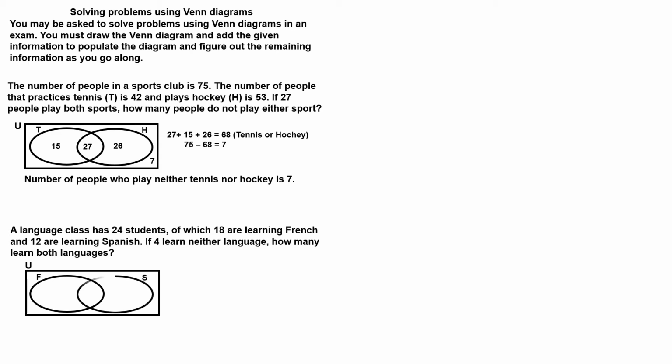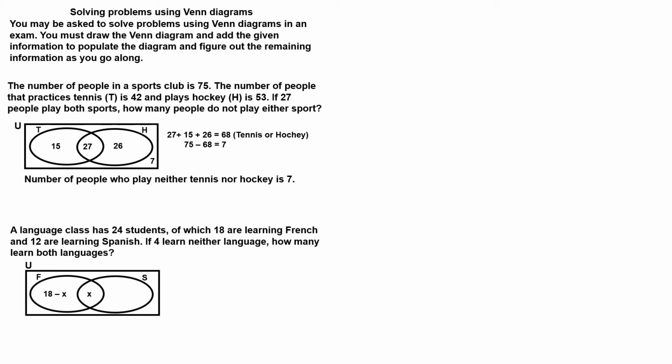The easiest strategy is to start at the center, the part where the two circles overlap, just as we made in the previous example. In short, we start from the inside out. As we do not know the number of students who learn both languages, we can place the letter x in that overlap. We know that 18 are learning French, so 18 minus x are learning only French.